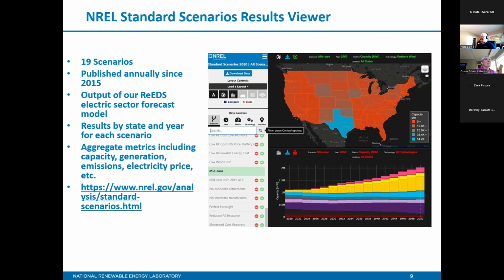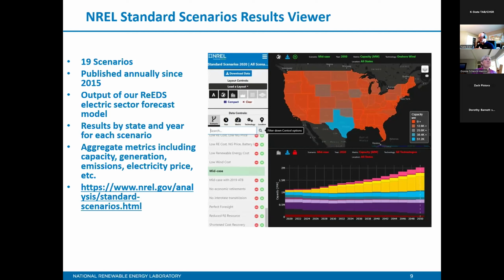And we put out a report, and for the first several years we just put out a report, but now they've built a website around this too. So you can examine a bunch of the different scenarios. There are now more than 19 in the last couple of years.